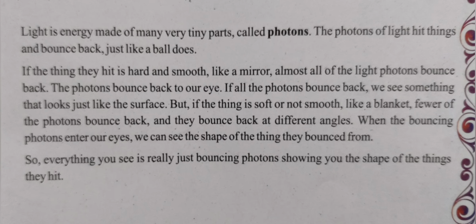But if the thing is soft or not smooth like a blanket, fewer of the photons bounce back, and they bounce back at different angles. When the bouncing photons enter your eyes, we can see the shape of the things they bounced from. So everything you see is really just bouncing photons showing you the shape of the things they hit.